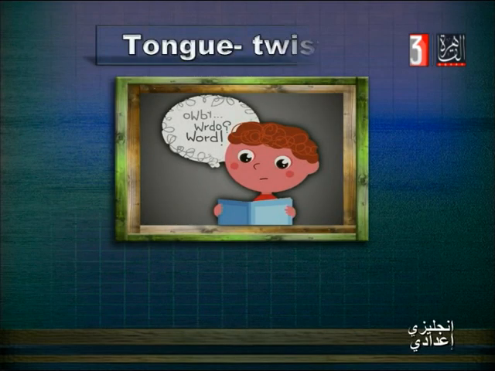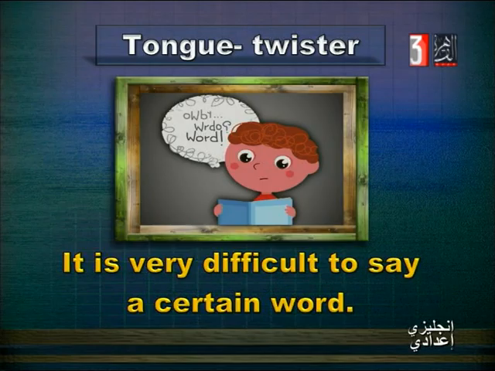So we have here tongue twister. Tongue twister is a word that is difficult to say. It's difficult to say something. It's what we call tongue twister. It is very difficult to say a certain word.